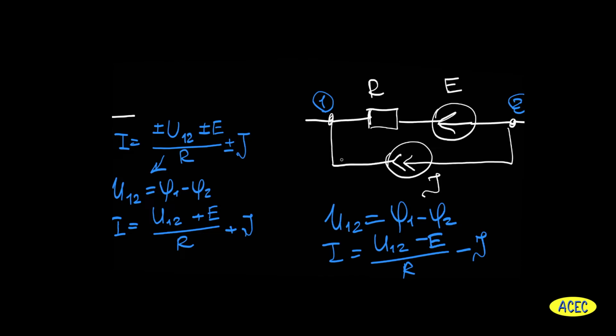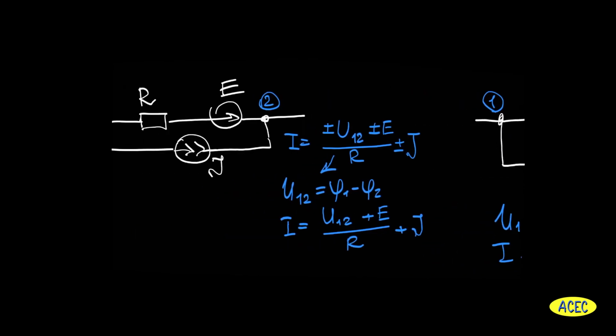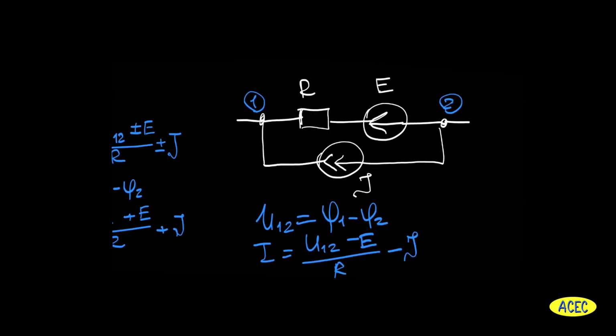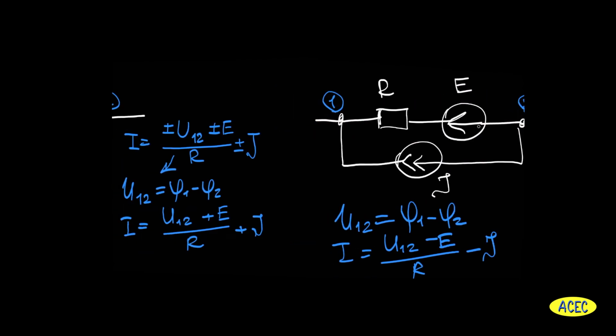So just pay attention to the direction of current I in our two examples, the direction from node number 1 to node number 2. If the two sources, voltage source and current source, have the same direction, they will be with plus sign. Or if these two sources are in opposite directions, their values will be with minus sign in the final equation.